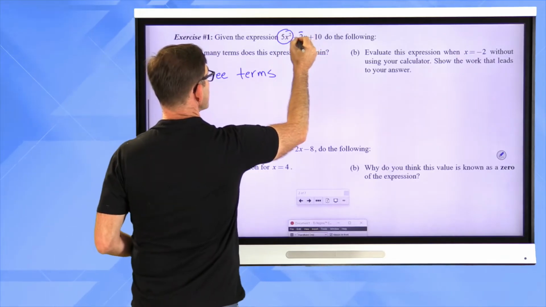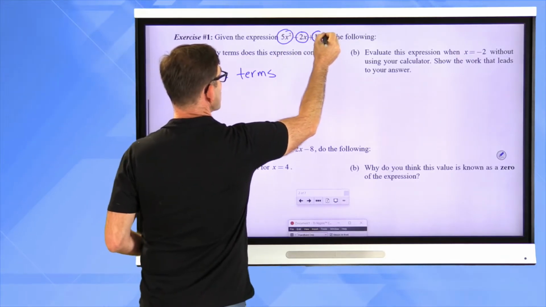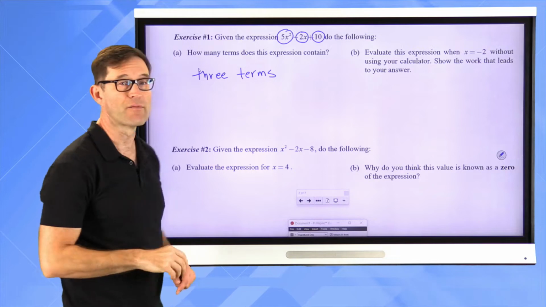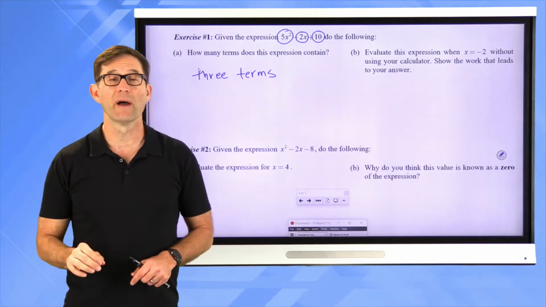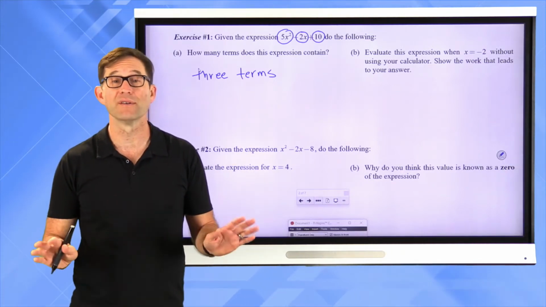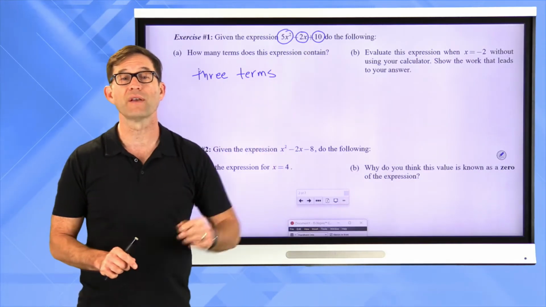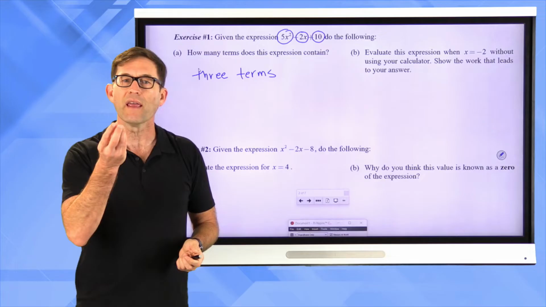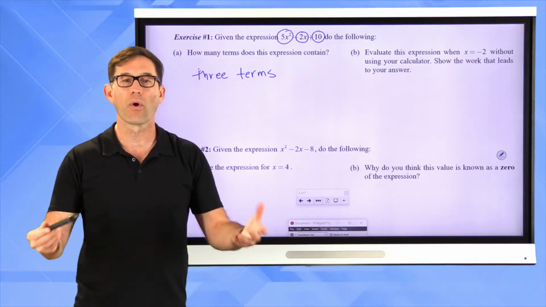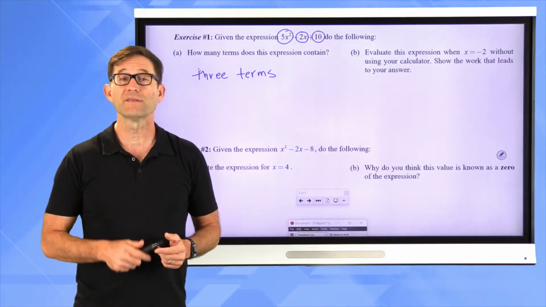Now, whether or not you consider them 5x squared, positive 2x, and positive 10, or 5x squared, negative 2x, and positive 10, for right now, doesn't really matter. The point is, we want to think about each one of those 3 things that I circled as being sort of an individual element in the overall expression. Now let's take a look at letter B.